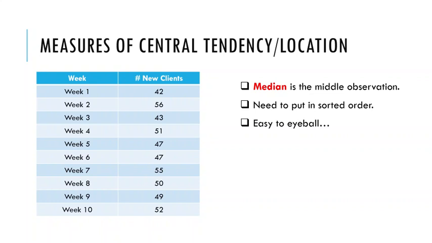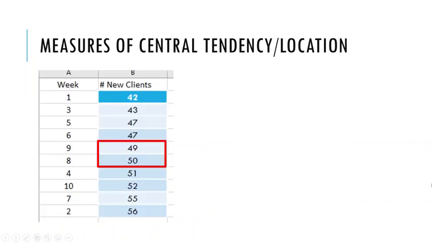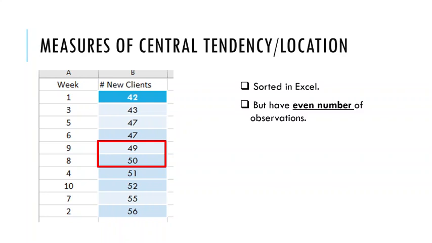Now in this example, it's easy to eyeball because I've only got 10 observations, but I could have a large data set, right? So it's easy to eyeball unless we have a whole lot of data. And then we probably want to ask Excel to do this for us. So if I sort our data, which we've done in Excel, we can see that our median falls between 49 and 50. I have an even number of observations with 10, and I did that on purpose, so I don't have a median that just jumps out at me there.